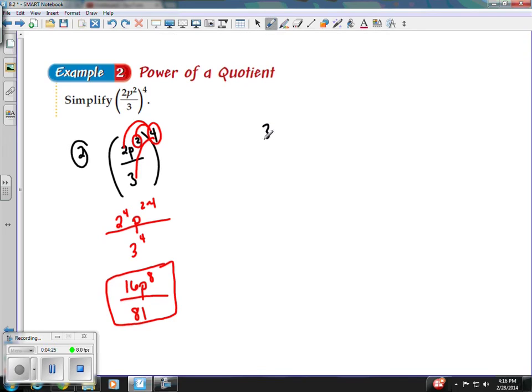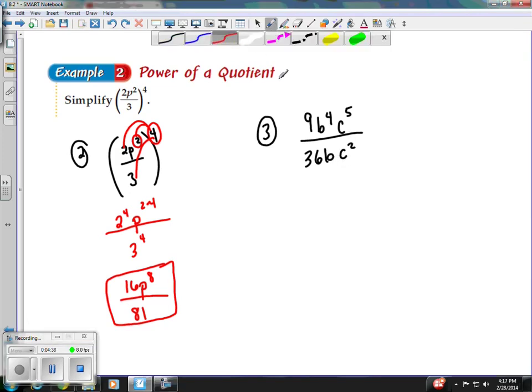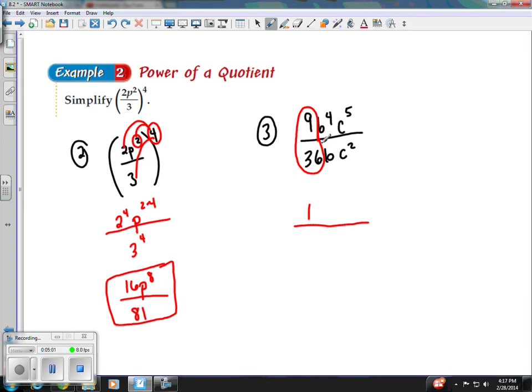And one more for division. So our next example is 9b to the 4th, c to the 5th, all over 36b c squared. So for dividing, our first step we want to look at is divide our coefficients. And 9 over 36 won't reduce evenly because 36 can't go into 9. But it is a fraction that can reduce. And we say 9 can go into 9 one time, and 9 can go into 36 4 times.